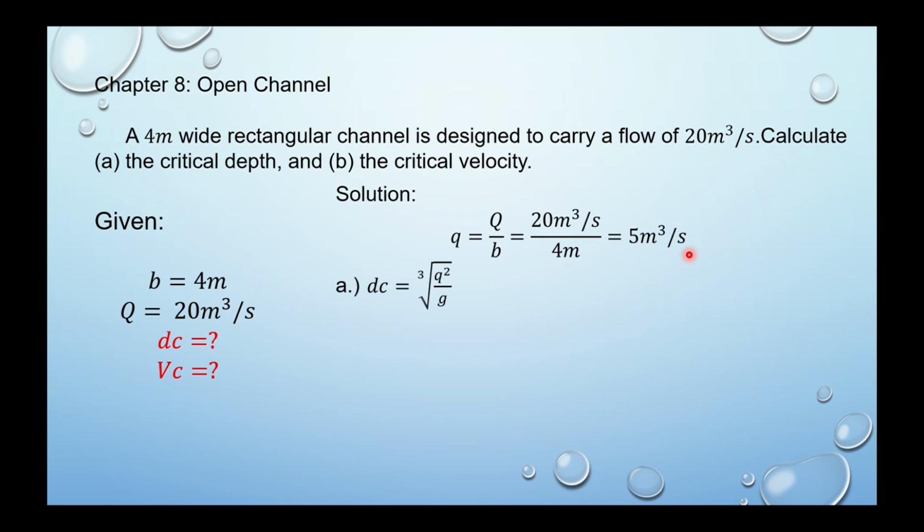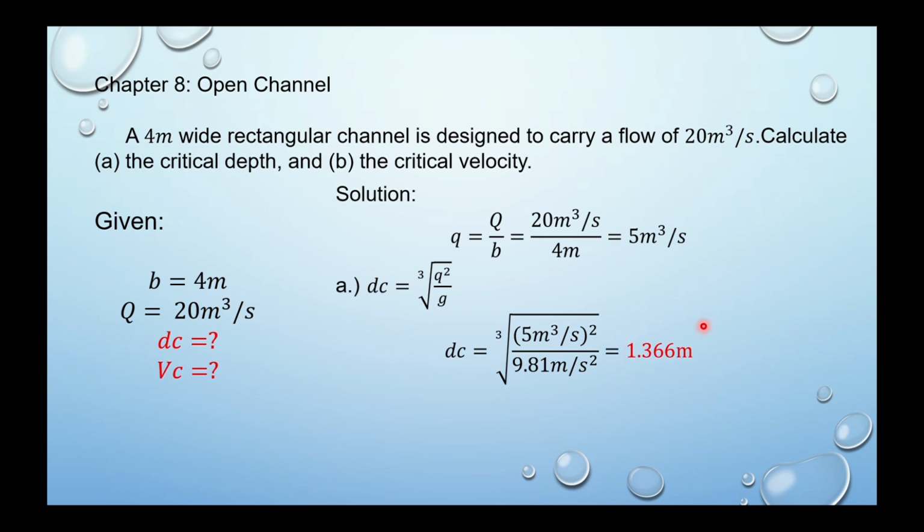So first, to find the critical depth, the formula is critical depth is equal to the cube root of q squared over g. Substitute, so Dc is equal to the cube root of 5 cubic meters per second raised to 2 over 9.81 meters per second squared, which is the constant gravity. So simplify, then the result was 1.366 meters. So this is our critical depth.